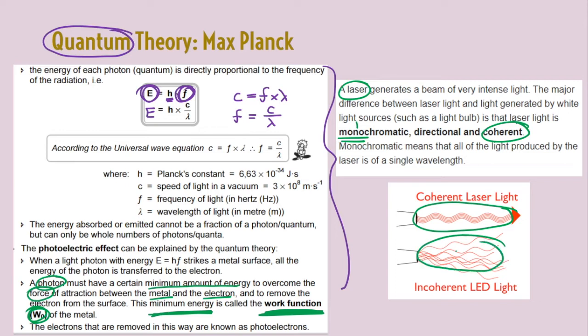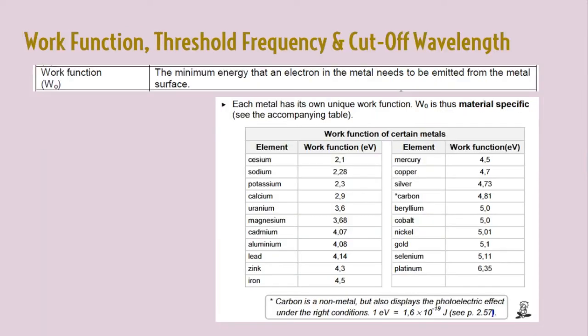So a laser has coherent light, but if we look at an LED light, or at the light bulb in your room, that is incoherent light because it travels in different directions. And guys, it's for this reason, the fact that laser light is coherent and directional, that it is very dangerous to shine it in your eyes.